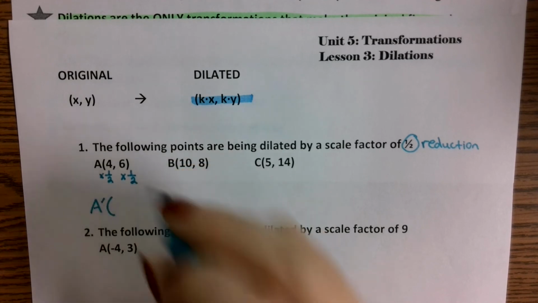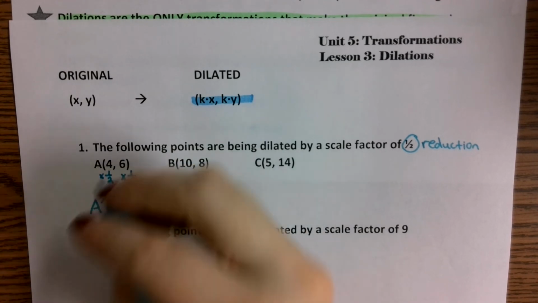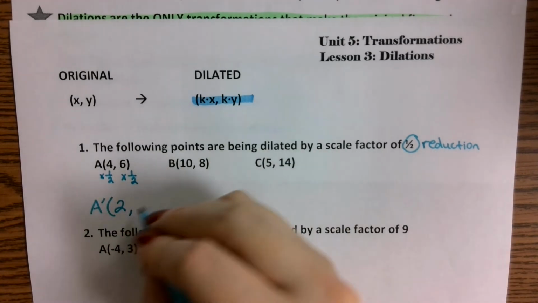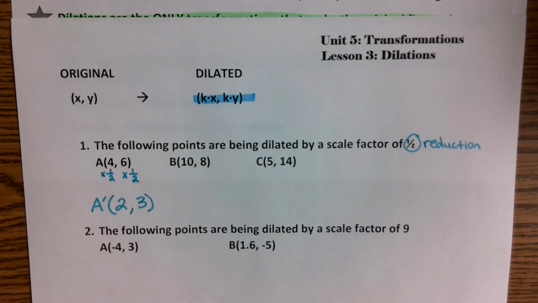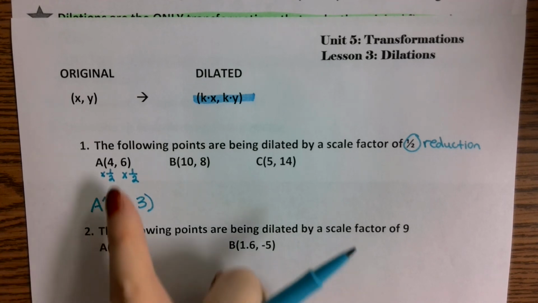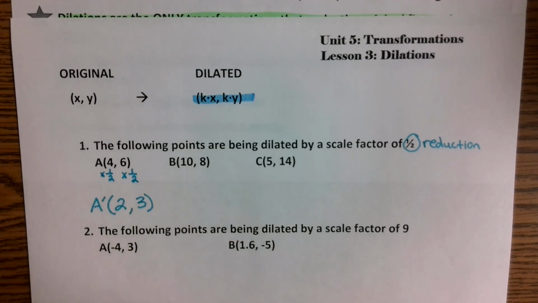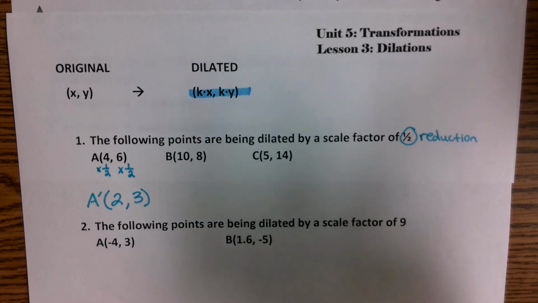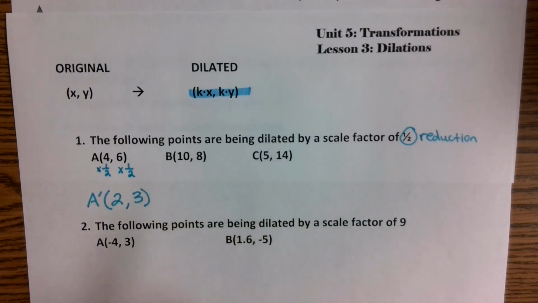So that A prime, if I do 4 times 1/2, that's going to give me a 2. If I do 6 times 1/2, that's going to give me 3. So my point got smaller in value. Essentially, the shape itself is going to shrink. So if we were to plot this shape, this triangle, and then plot the primed triangle, we would see the shrinking. So I want you guys to do B and C on your own, and I'm going to get a piece of graph paper just to show you. But go ahead and do B and C on your own.